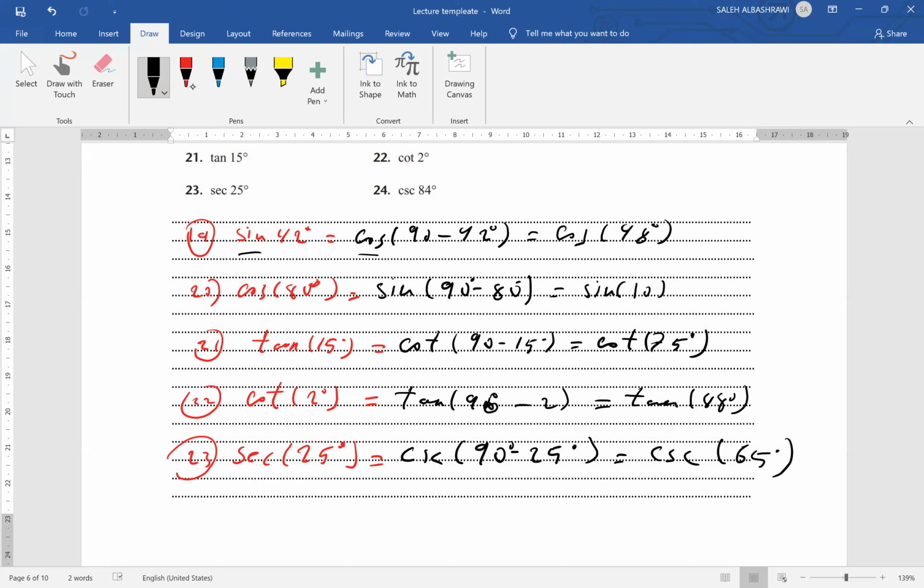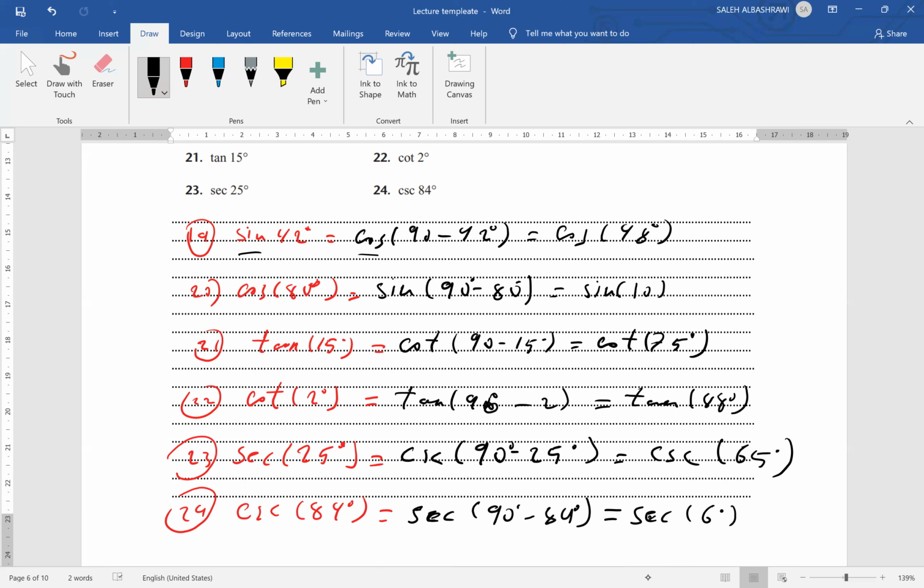And the last one, cosecant of 84 is equivalent to secant of 90 minus 84. That will be secant of 6 degrees. So these are the cofunctions, or cofunction identities.